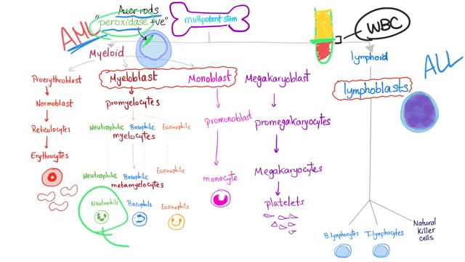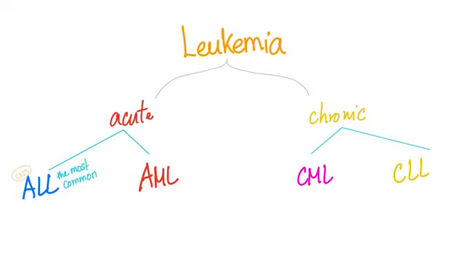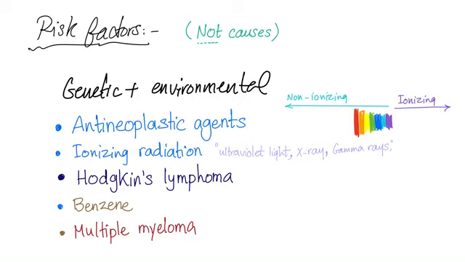Kind of makes sense. Again, leukemia, acute or chronic. Acute, ALL or AML. Chronic, CML or CLL. What are the risk factors of developing acute leukemia? It's both genetic and environmental. The good old philosophical argument, nature versus nurture.